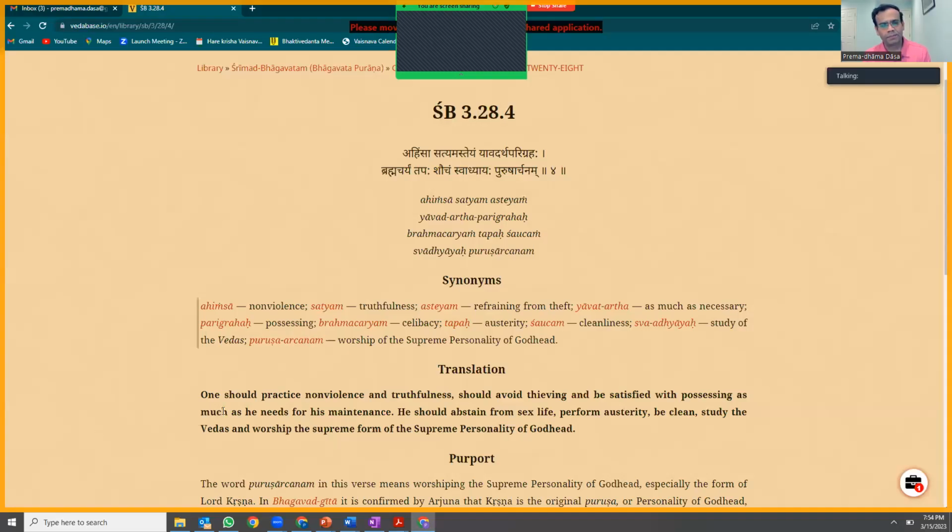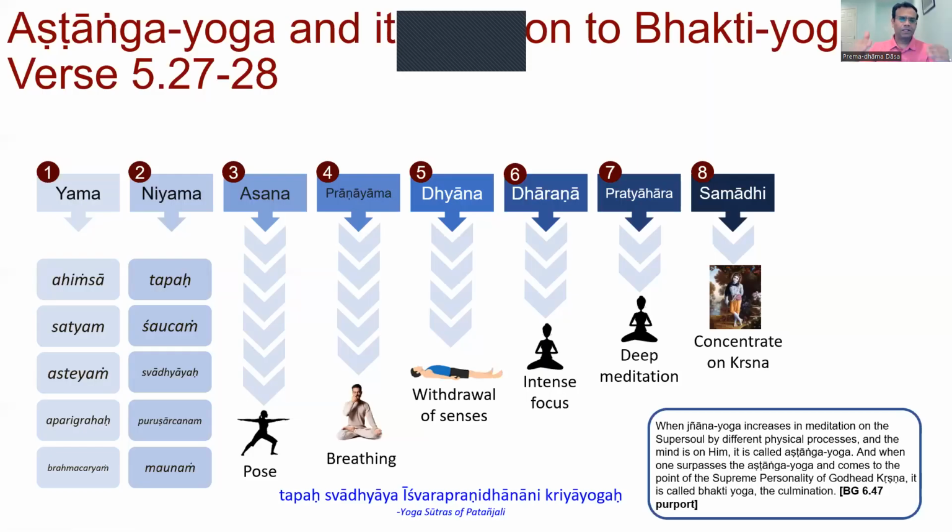Asteyam means refraining from theft, no stealing. Aparigraha means not possessing more than what's necessary. So these are externally focused things. You're trying to detach yourself from the external. Other things are internal. Tapa, you're doing austerities. You're keeping yourself clean.